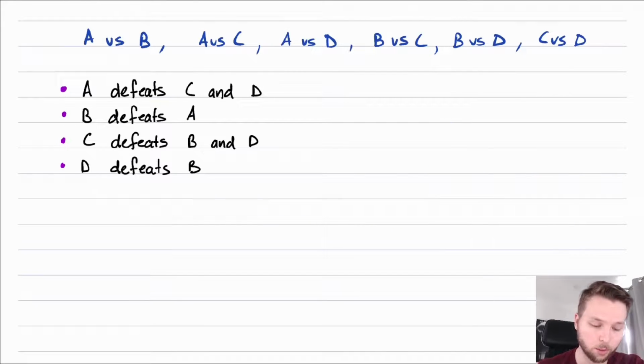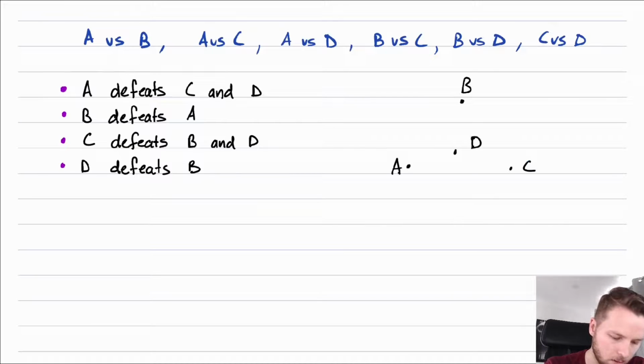Okay, so here are the results written down. We can see that A defeated C and D, B defeated A, C defeated B and D, and D defeated B. And we're going to draw these results graphically using arrows, okay? So A defeats C and D, so A defeats C and A defeats D. We're going to draw those lines with an arrow. That sort of shows a pathway that A dominated D and A dominated C. We are using dominance matrices here.